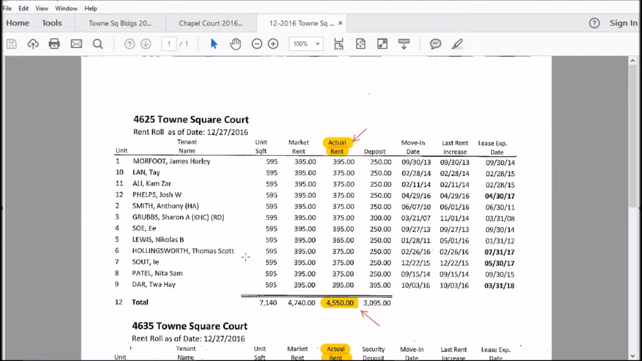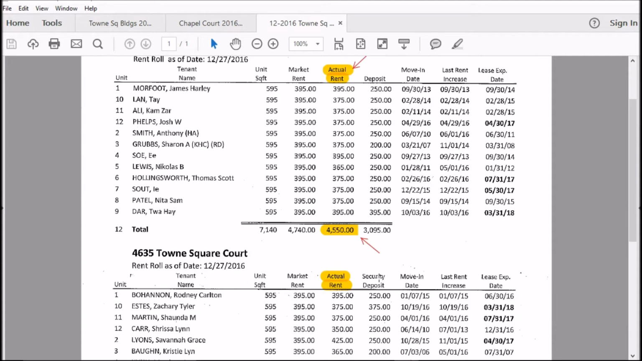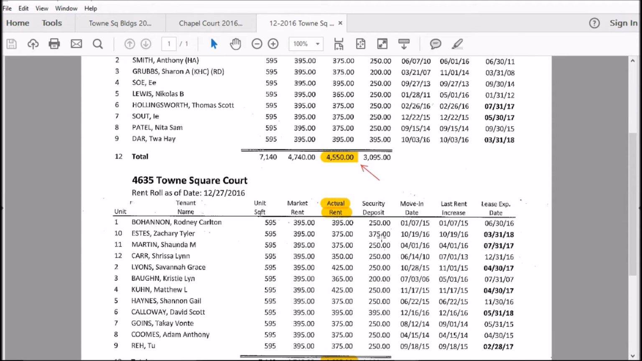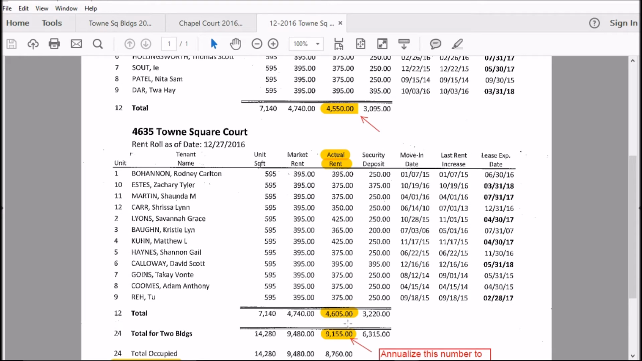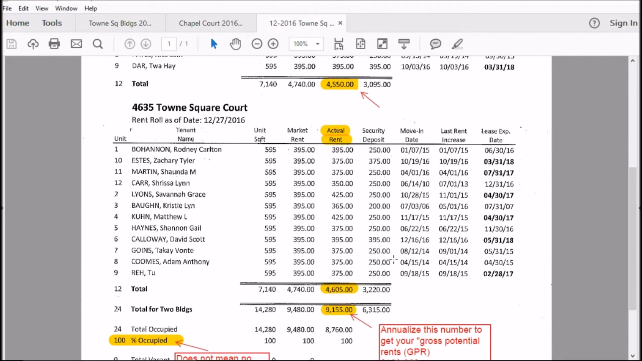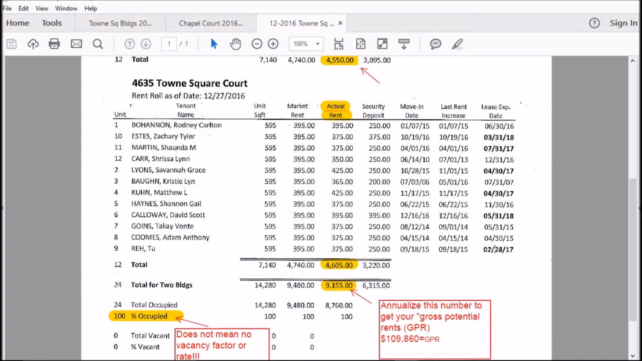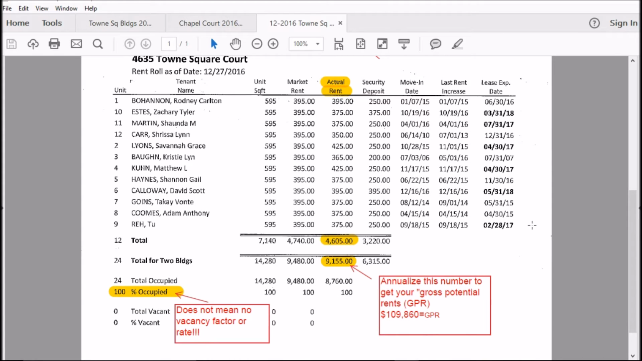This building looks full. We go to the next building. We're going to add up these actual rents too, and total them up down here, and they've already done it for us. And then we get the total for the 2 buildings, or the 24 units here, 9155. Okay, that's a gross monthly.